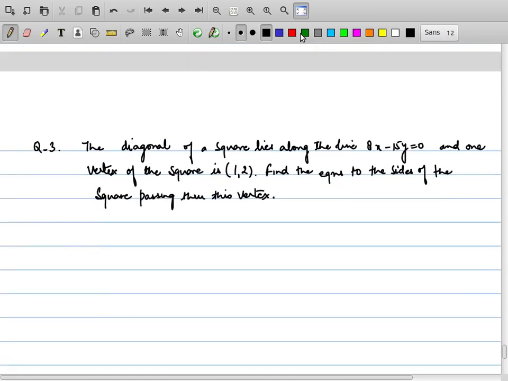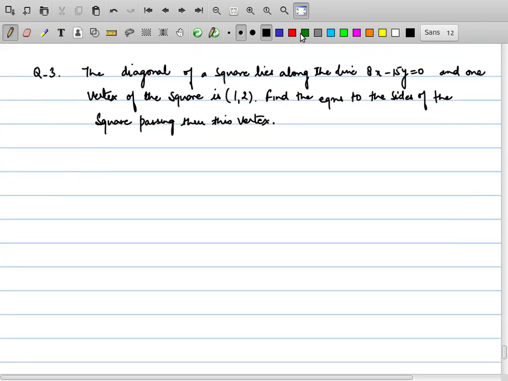Now we move forward and take a few more questions. The question says the diagonal of a square lies along this line. Let's say we have a square, and the diagonal of the square is along this line, 8x minus 15y equals 0. And one of the vertices is (1, 2).